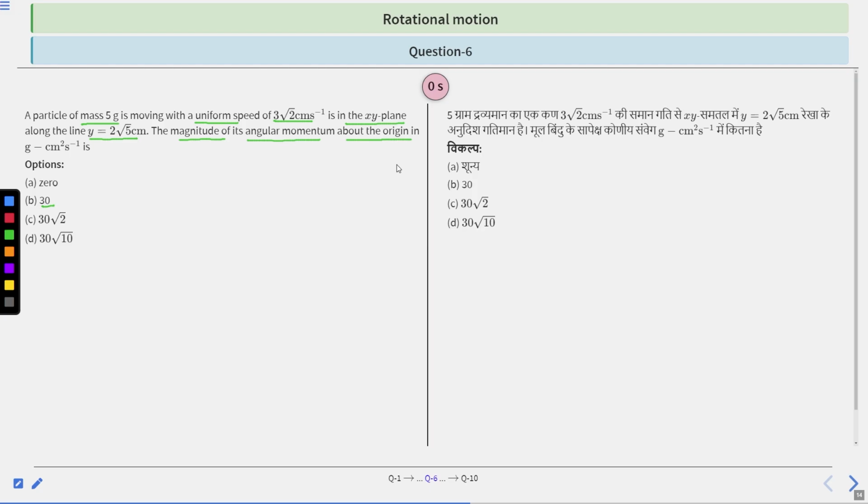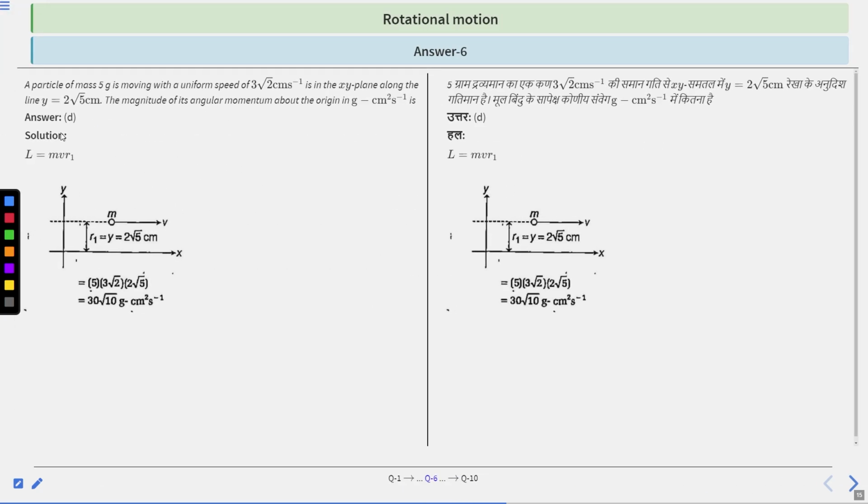Let's find a solution of this question. According to the question, a particle of mass 5 gram is moving with a uniform speed 3 root 2 centimeter per second. Suppose this is the x-axis and this is the y-axis, and this is a particle of mass 5 gram moving with uniform speed, having velocity 3 root 2 centimeter per second in the xy plane. This particle is moving in the xy plane.